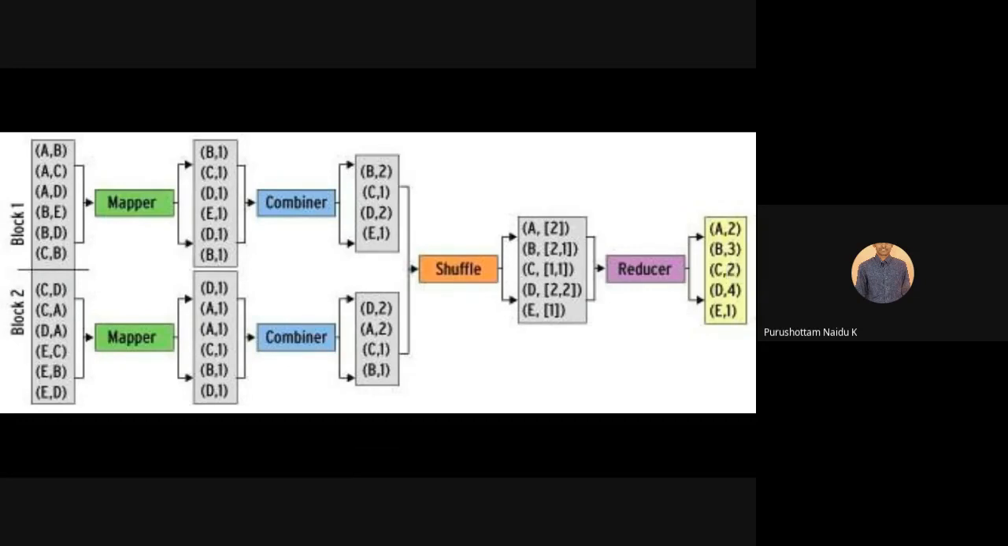If we are using the combiner, what happens? It can reduce the volume of data transfer between mapper and reducer. The combiner reduces the volume of data transfer between mapper and reducer, and also the combiner can work as a mini reducer. What is the output of the reducer in the word count program? Word and its count. The similar way we are also getting the output of the combiner.